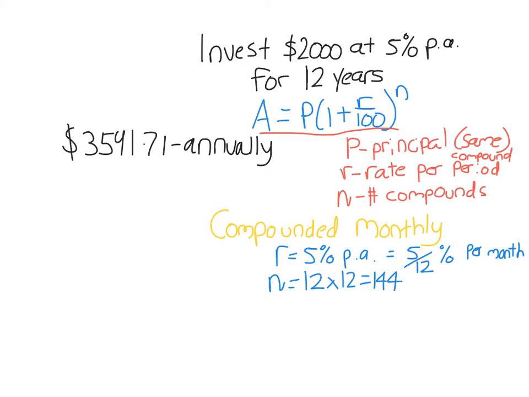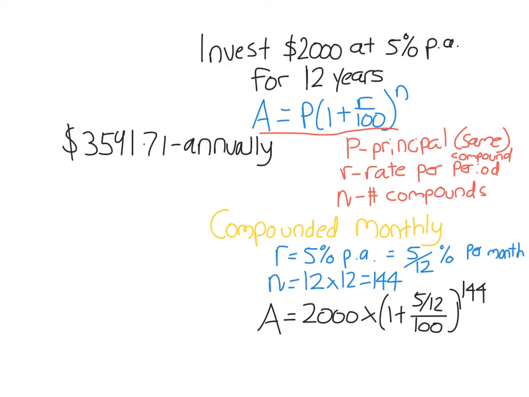So if I want to invest $2,000 at 5% per annum for 12 years, and interest is compounded monthly, the amount I will have at the end of the 12 years is now principal, which is the same, times 1 plus rate over 100 to the power of n. So it's the same formula, but the R and N values have changed. So if we put that on our calculator, we get approximately $3,639.70. So you can see it's a little more than what we got when we compounded annually.